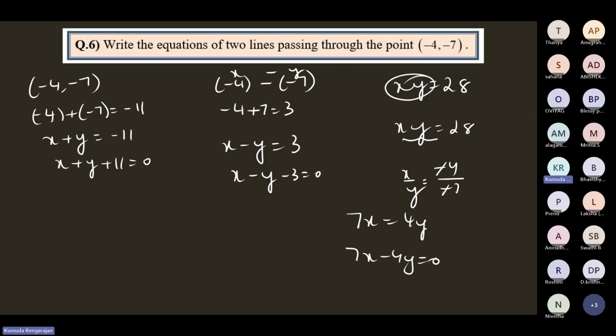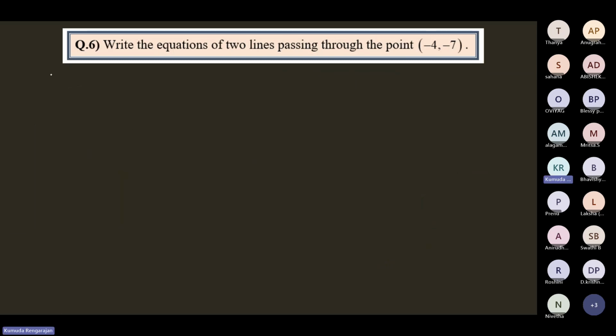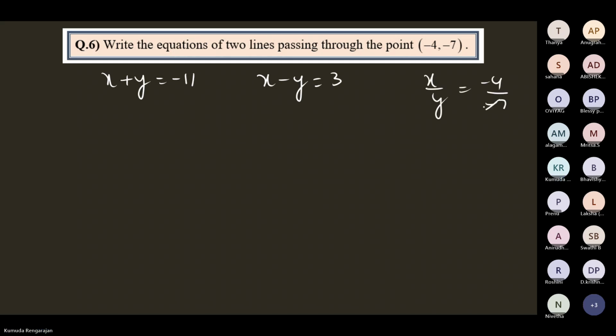You can write many. I'll tell you how to write many more. So how did we write? We added the 2 numbers, -4, -7, and got -11. So when you add x and y, you get -11. When you subtract x and y, we got 3. Don't multiply, divide. When you divide x by y, on cross multiplying, you get 7x is equal to 4y, or 7x minus 4y is equal to 0.